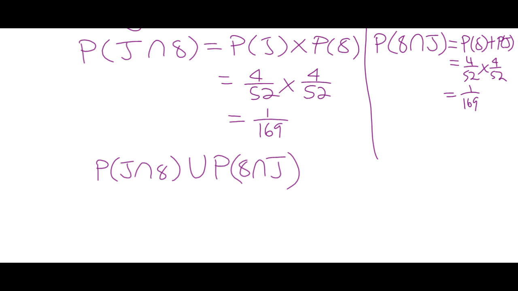What do we do with an OR probability? We add them together, right? So usually it's just kind of like double this probability, right? Because it's independent events. So then jack then 8 just means one of these 4 out of 52 cards and one of these 4 out of 52 cards, right? It could be queen and then king.